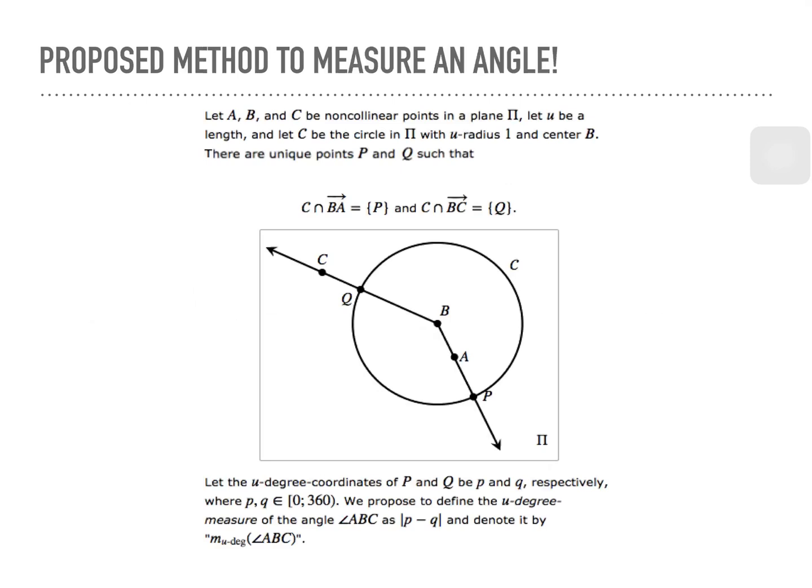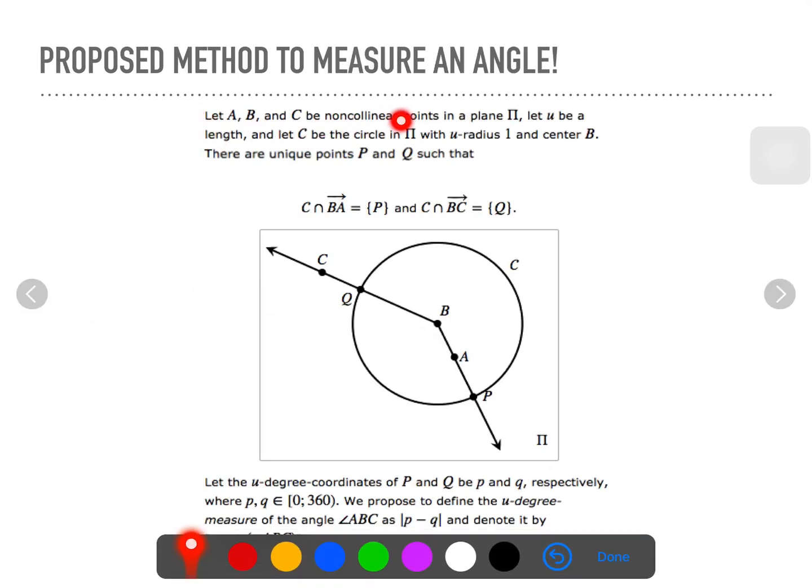So we're going to propose a method to measure an angle for when that angle's vertex is on the center of a circle. So we're going to let A, B, and C be non-collinear points in a plane pi. So let's take a look. A, B, and C, non-collinear. They're going to form an angle. Let U be a length, and let C be the circle in pi with U radius 1 and center B. So I have my circle here. I have A, B, and C. My circle has a U radius of 1, and we want to talk about how to measure this angle.